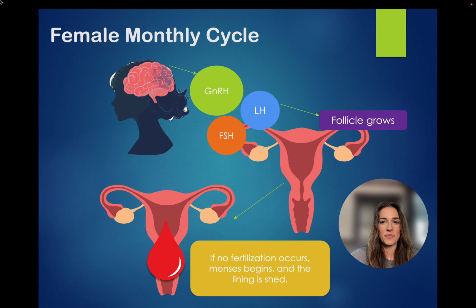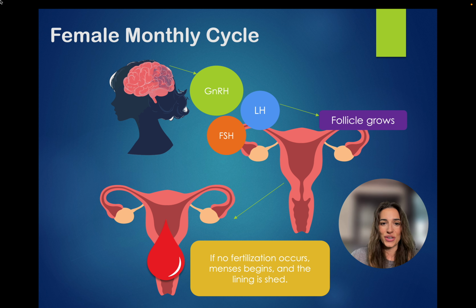Once estrogen levels peak, the brain responds by triggering a surge of LH, which leads to ovulation, or the release of a mature oocyte from the ovary. After ovulation, the leftover follicle transforms into the corpus luteum, which begins producing progesterone. Progesterone's main role is to maintain the uterine lining during the secretory phase, preparing the uterus for potential implantation.